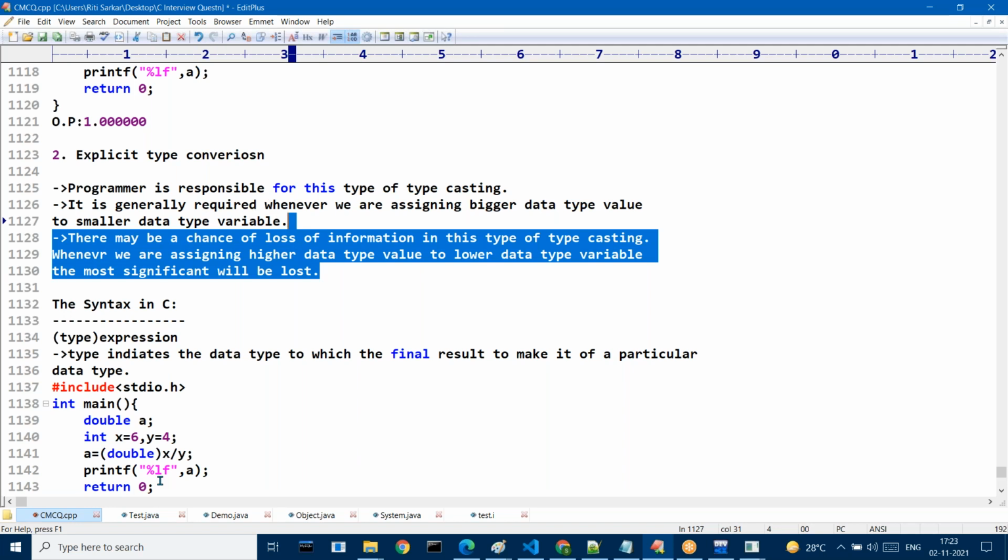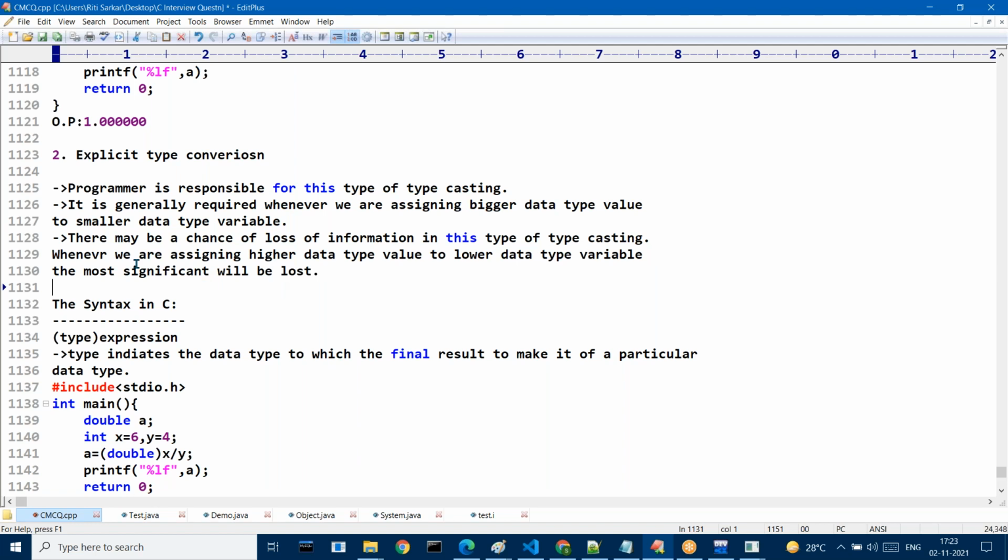I don't want to lose anything, sir. Earlier I was getting 1.60. Some digits, some bits we are getting lost. I don't want to get it lost. Then go for explicit typecasting.